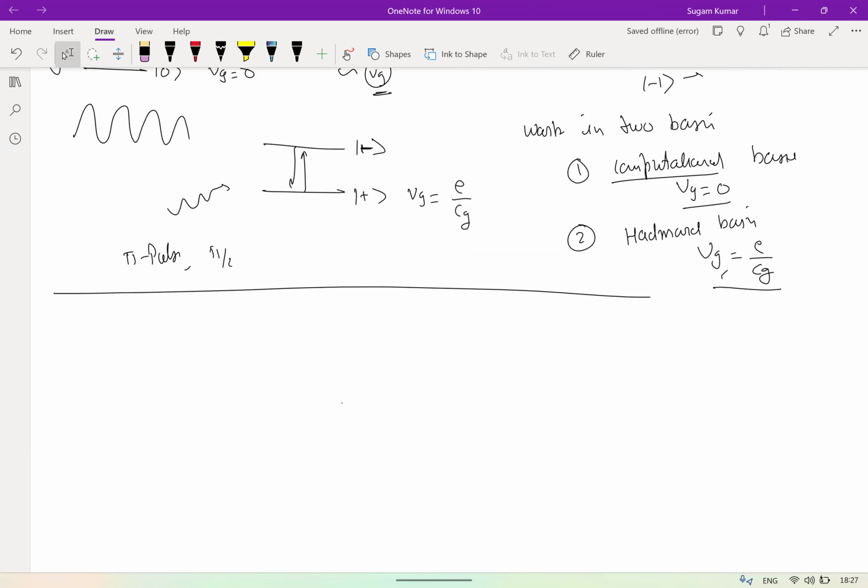And one last part in this is the issue in this platform, which is charge noise.